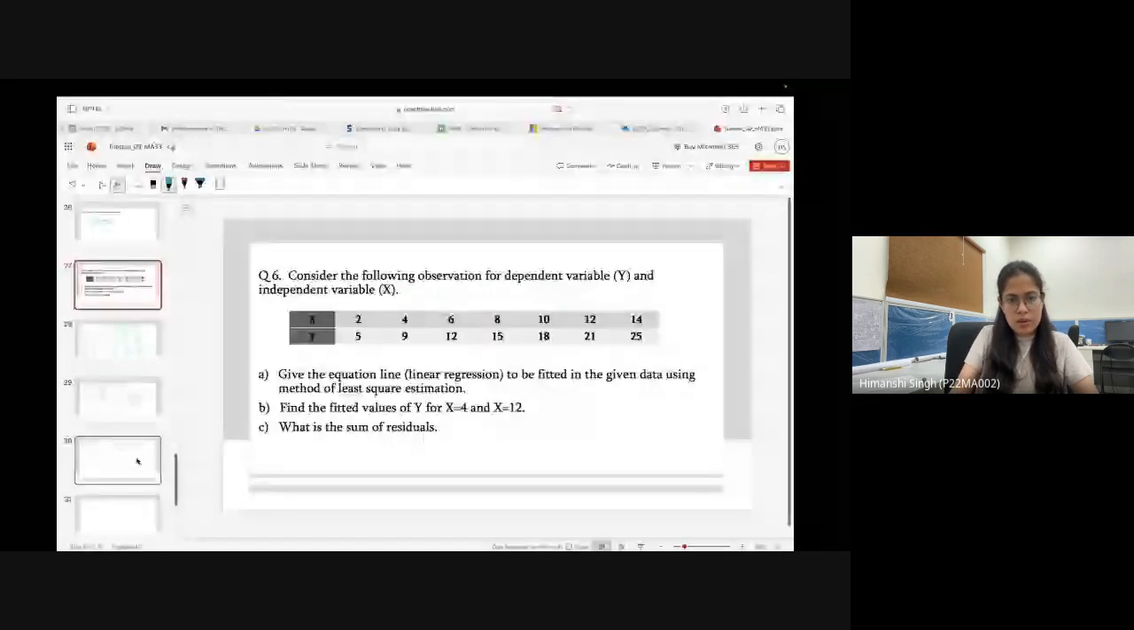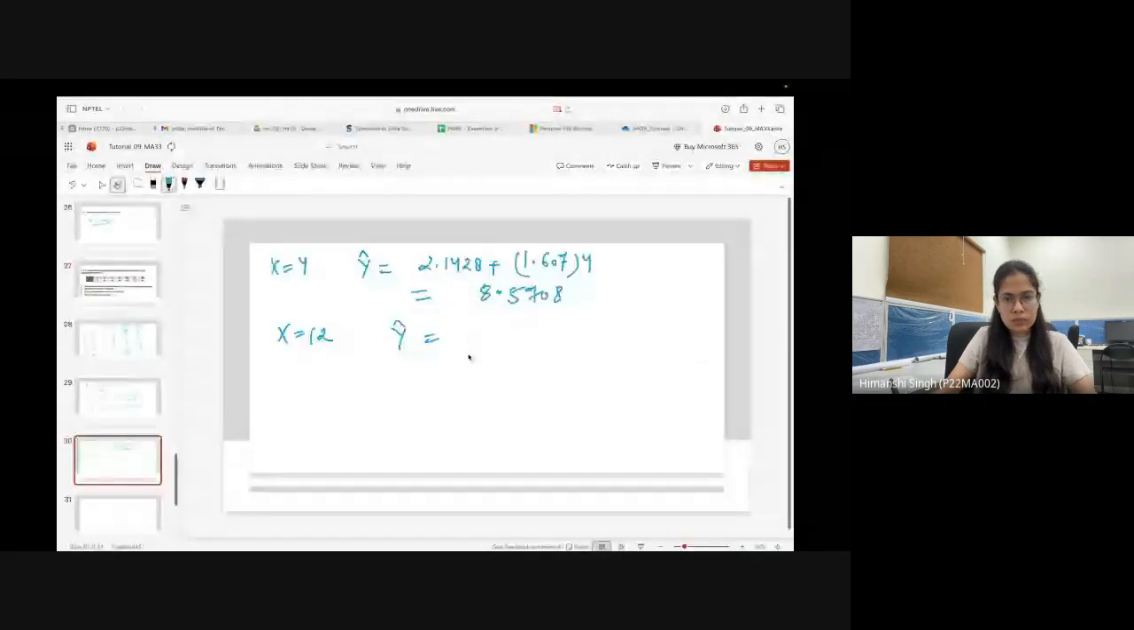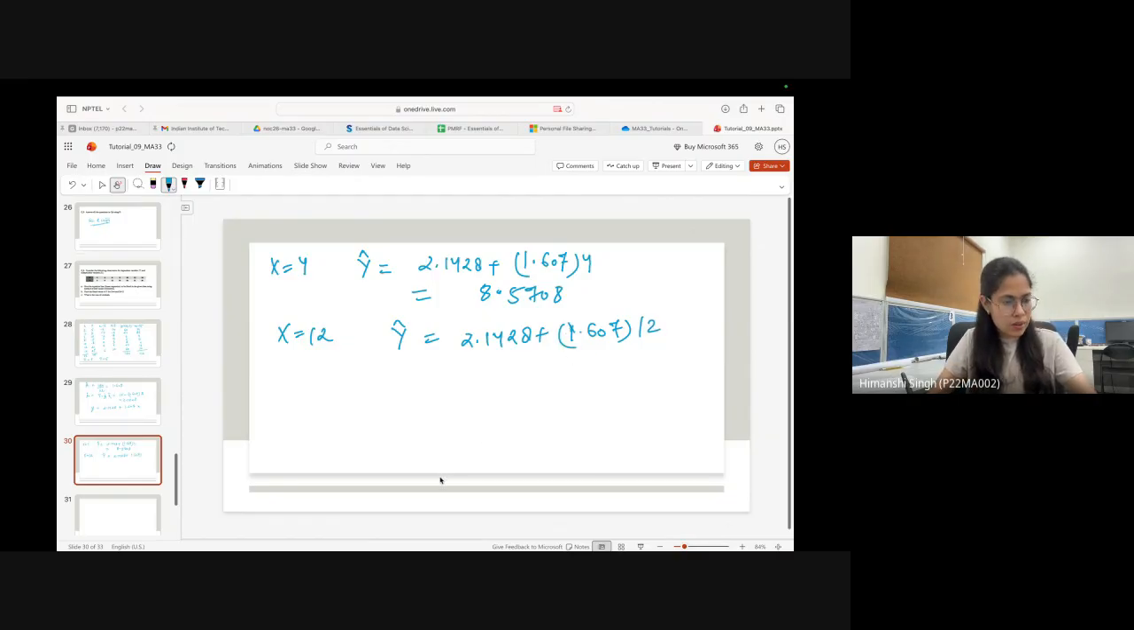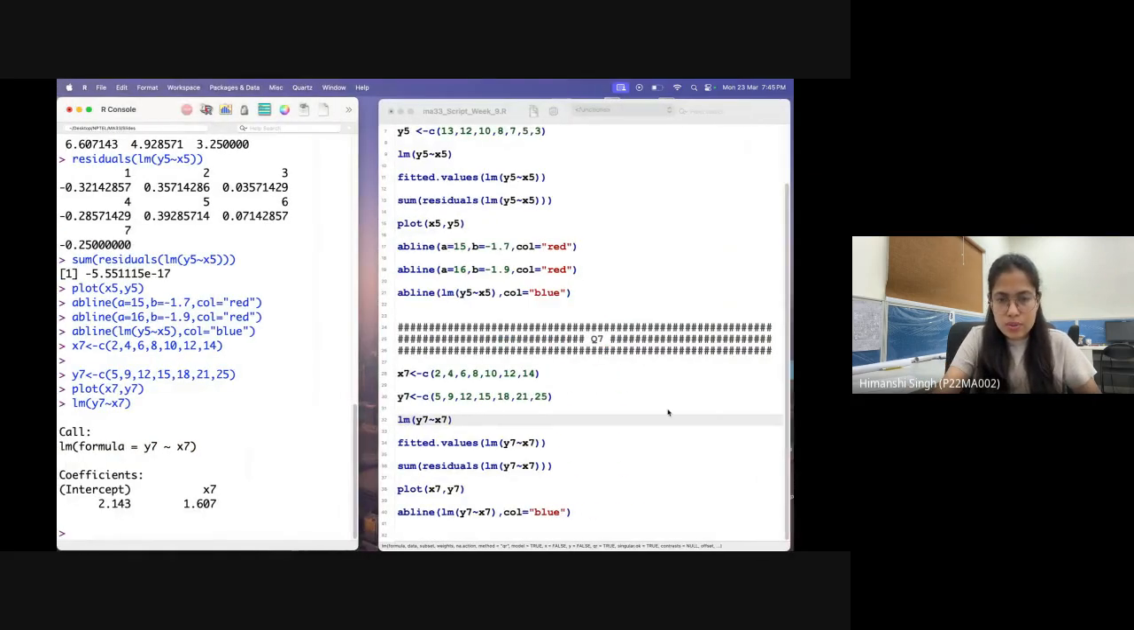And for the other x equal to 12, y hat is 2.1428 plus 1.607 into 12. It is 21.4268. Okay.